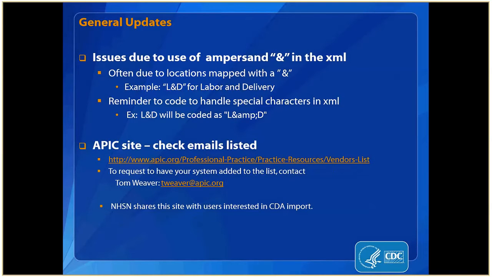First thing we'll cover is some general updates. Just wanted to bring this up as a reminder. We're seeing a few issues come in our CDA mailbox due to the use of the ampersand in the XML file. We think it's often related to the location mapping. For example, labor and delivery may be L&D. So it's just a reminder for you developers to write your code to handle special characters in the XML. And there's another example of how L&D would be coded.